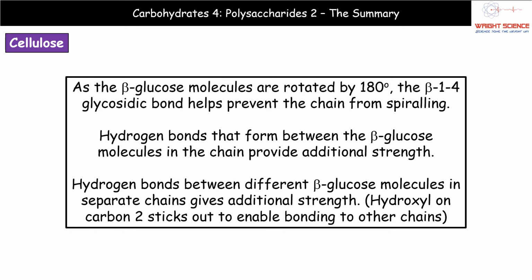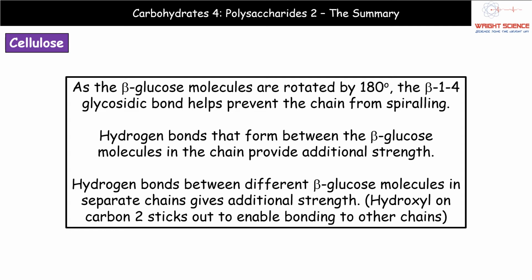So as those beta glucose molecules are rotated by 180 degrees in each instance, then we form these beta 1,4 glycosidic bonds, and that helps to prevent the chain from forming that spiral structure. So we get a straight chain rather than the spiral because of this. When we look at the fact we get these hydrogen bonds still forming between those glucose molecules in the chain, that just provides additional strength to the cellulose structure.